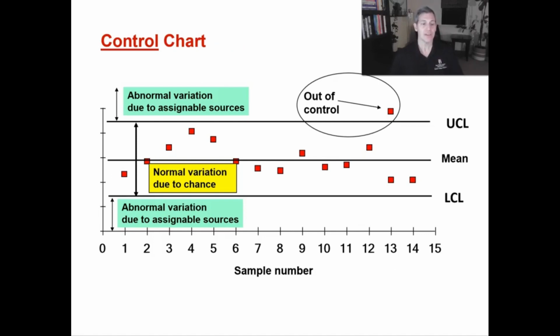You can see that there is some normal variation in between the upper control limit and the lower control limit, and that normal variation due to chance is acceptable. So this process, if it didn't have that 13th or 14th data point out of control, most of that variation is acceptable. But you've got that one outlier that's above the upper control limit. It is out of control. So unless it's an assignable cause, then this process is out of control.